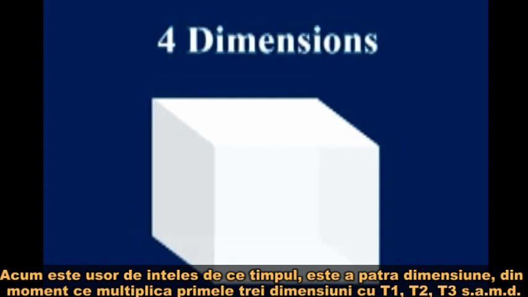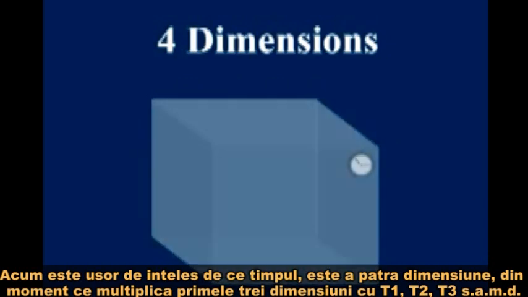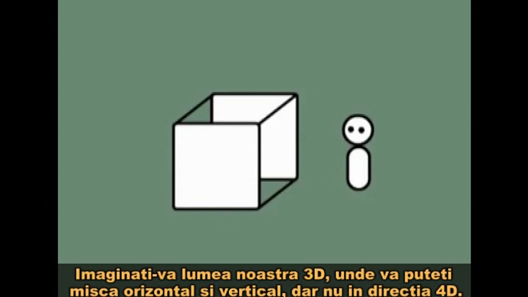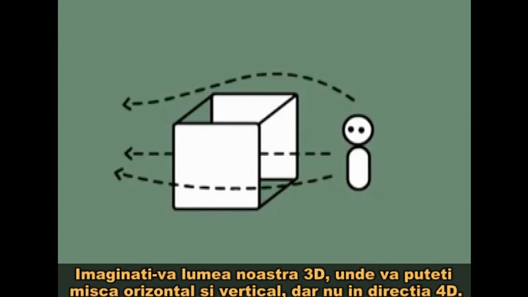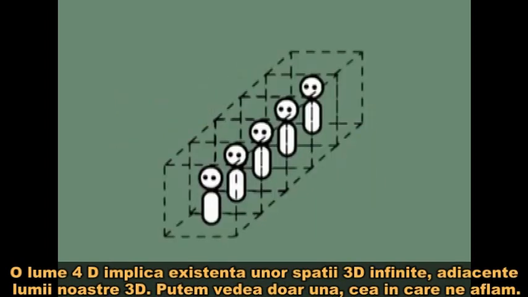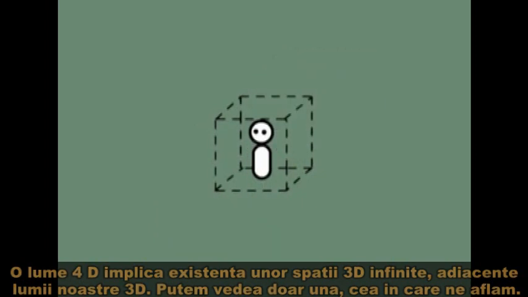Now, it's easy to understand why time is the fourth dimension, since it multiplies the first three dimensions to t1, t2, t3, and so on. Imagine our 3D world, where you can move horizontally and vertically, but not in the 4D direction. A 4D world implies that there are infinite 3D spaces adjacent to our 3D world. We can only see one, the one we're in.